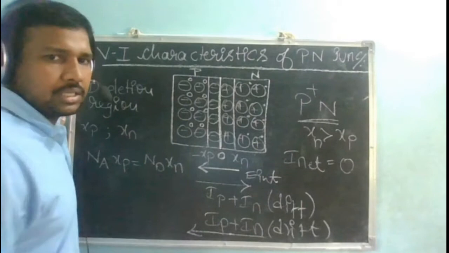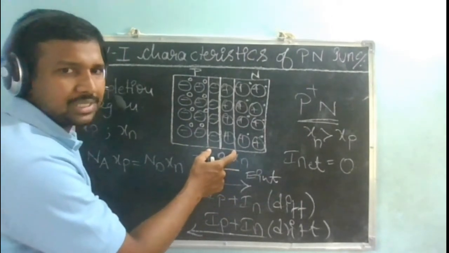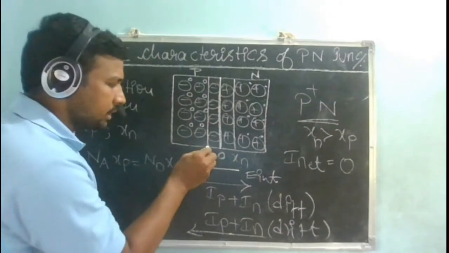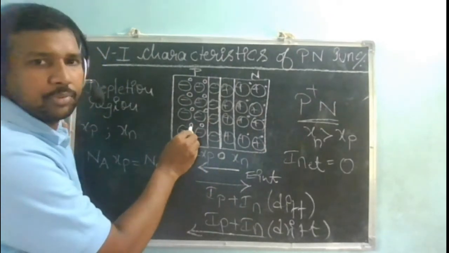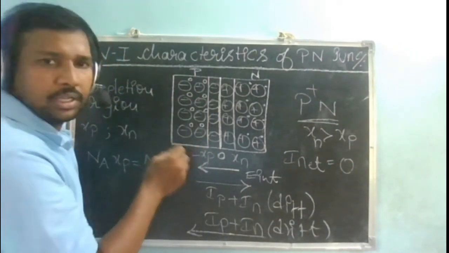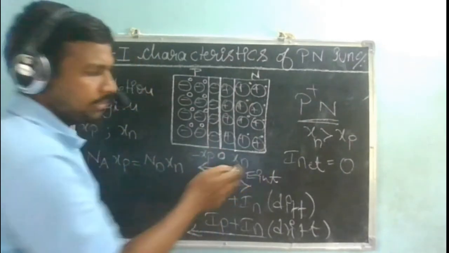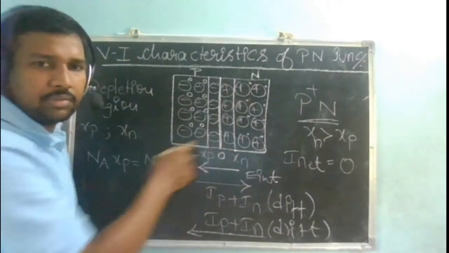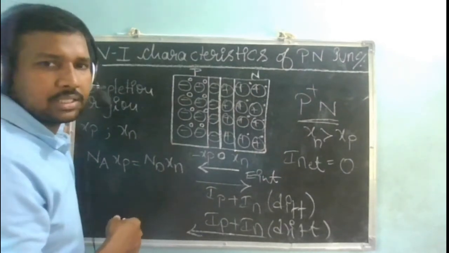Why transition region? Because this depletion region is separating two neutral regions. This is the neutral region, negative charge associated with positive, all are neutral. This is also a neutral region. So two neutral regions are being separated by this depletion region. That is why it is called the transition region.